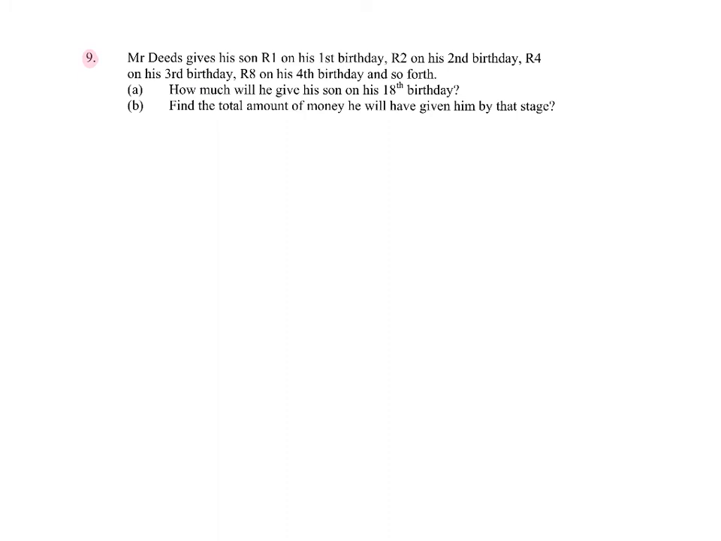Alright. So Mr. Deeds gives his son this last question, R1 on his first birthday, and then R2 on his second birthday, R4 on his third birthday, R8 on his fourth birthday, and so forth. Hopefully he's going to be alive for some while. How much will he give his son on his 18th birthday? So how would that work? If you form a sequence, it will be 1, 2, 4, each time it doubles. So on his 18th birthday, how would you write this down?